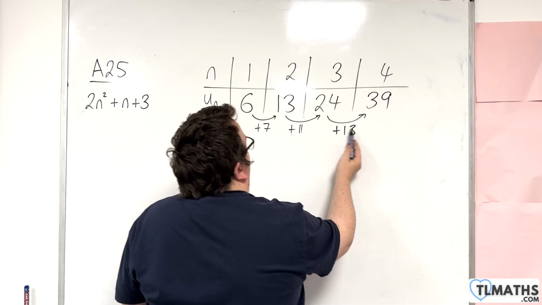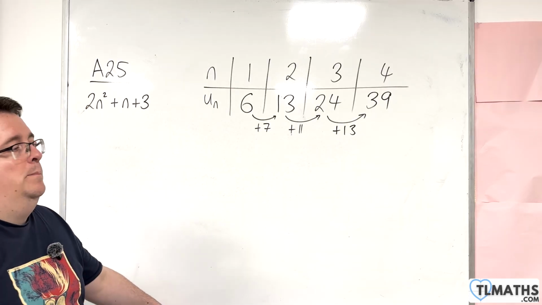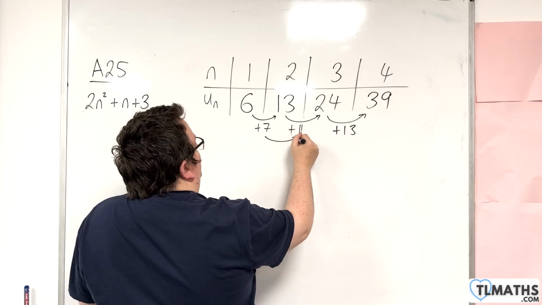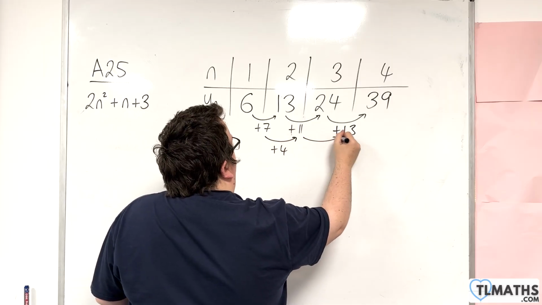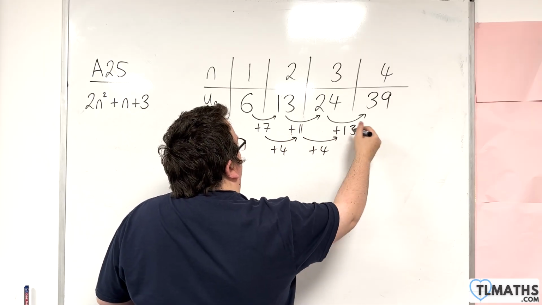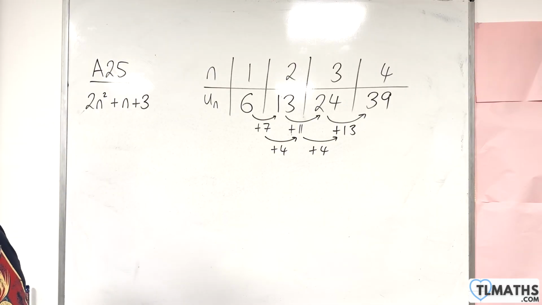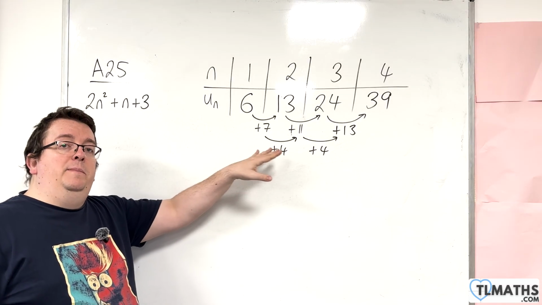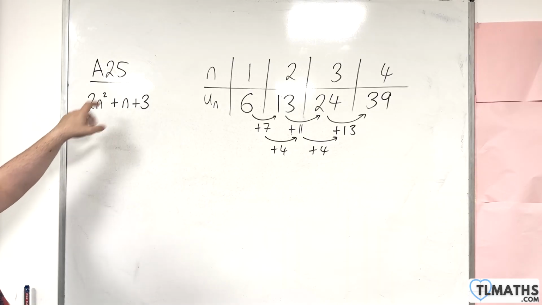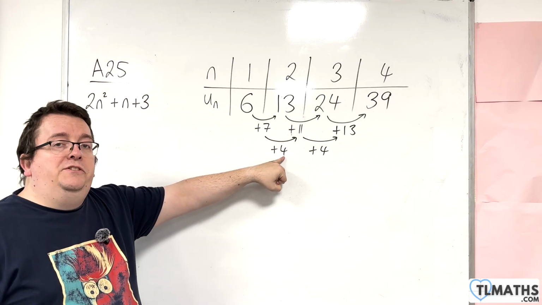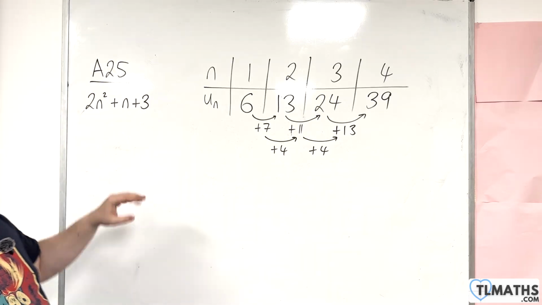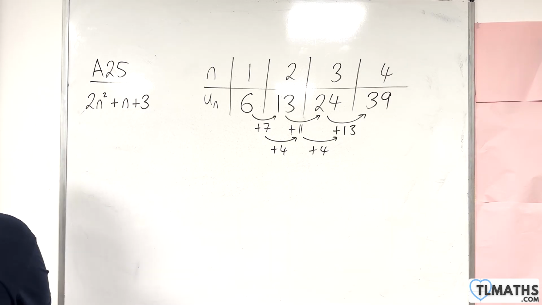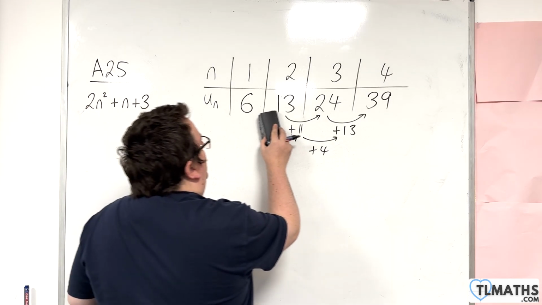So we don't have a constant sequence there, but 7 to 11 is adding on 4, and then adding on 4 again to get from 11 to 13. So because I'm getting 4 there, you halve that, and that number goes in front of the n squared. So we're getting 4s here, so that must mean we have a 2n squared. Okay? So we now know there's a 2n squared.